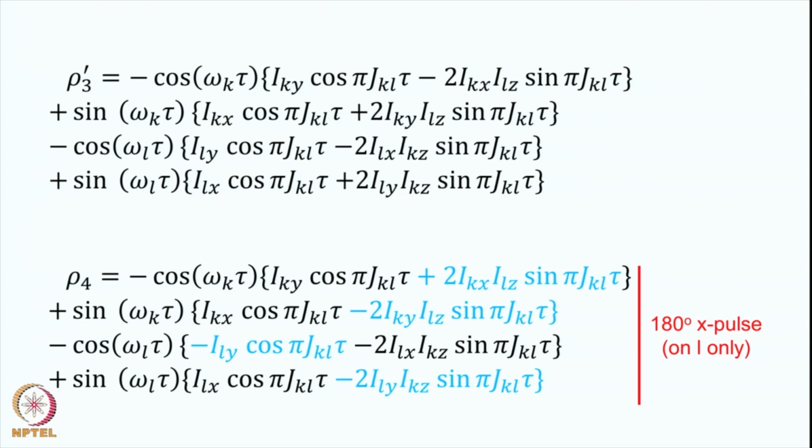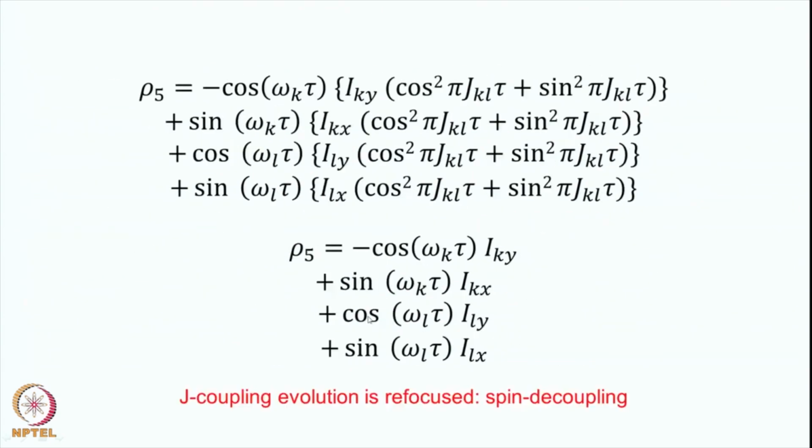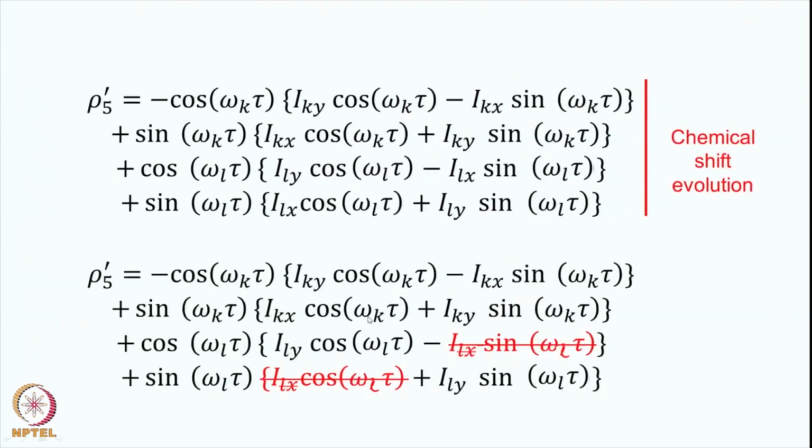Earlier we were calculating the chemical shift evolution first and then the J evolution. Now we have done the J evolution and then we are going to do chemical shift evolution. So after this term we will now do chemical shift evolution, because here I am demonstrating to you that you can actually switch the order of chemical shift evolution and coupling evolution, and that is what we have done here. So now after the rho 5, I now calculate the chemical shift evolution.